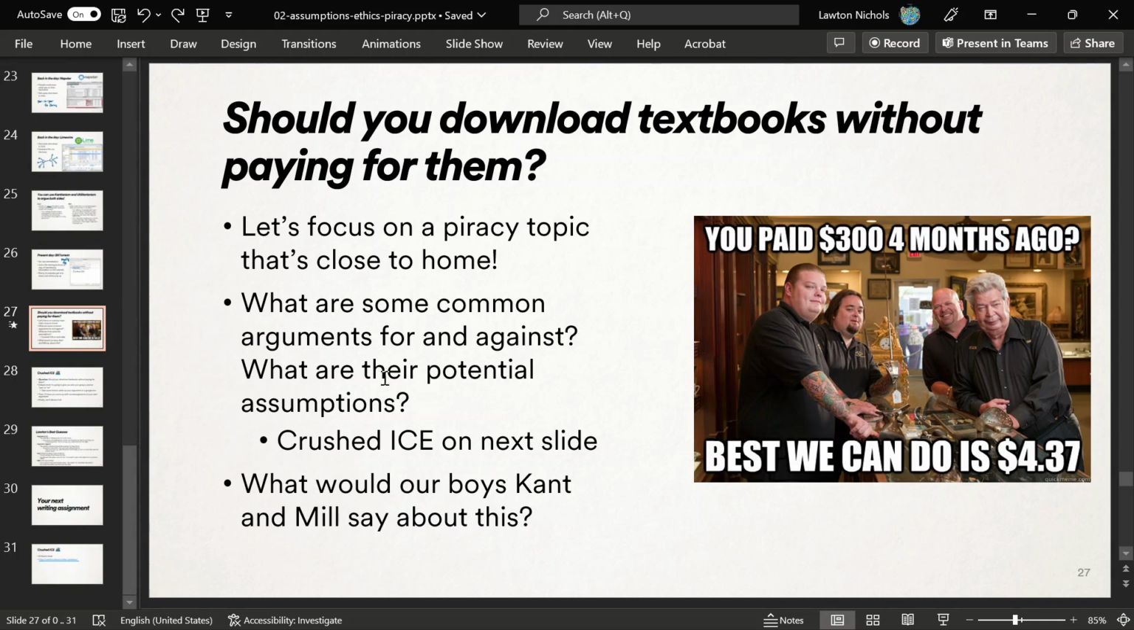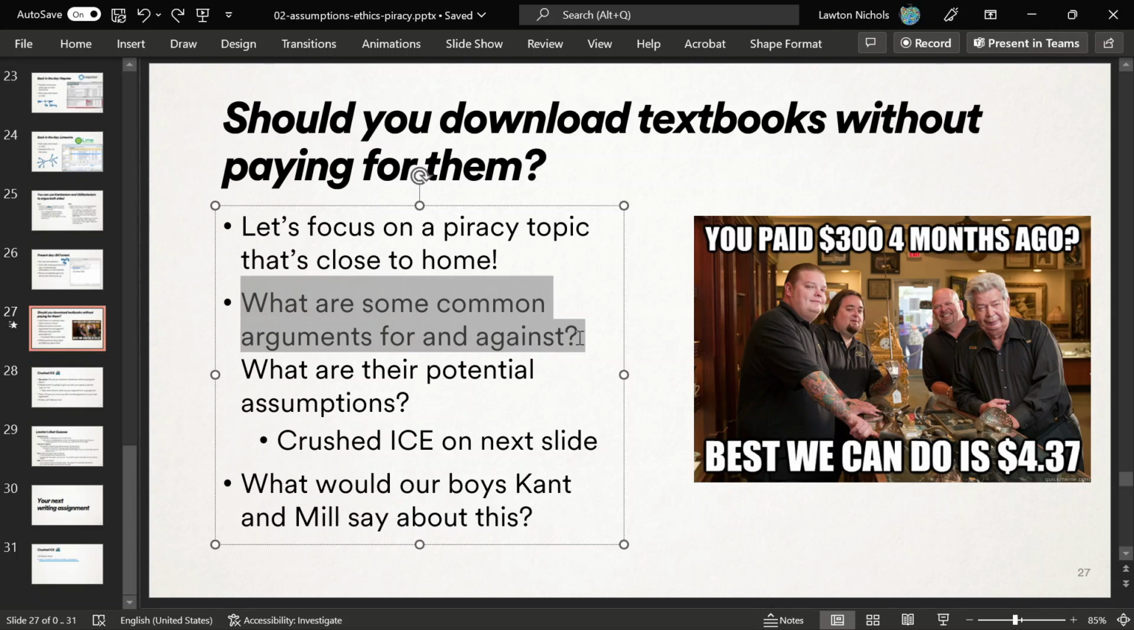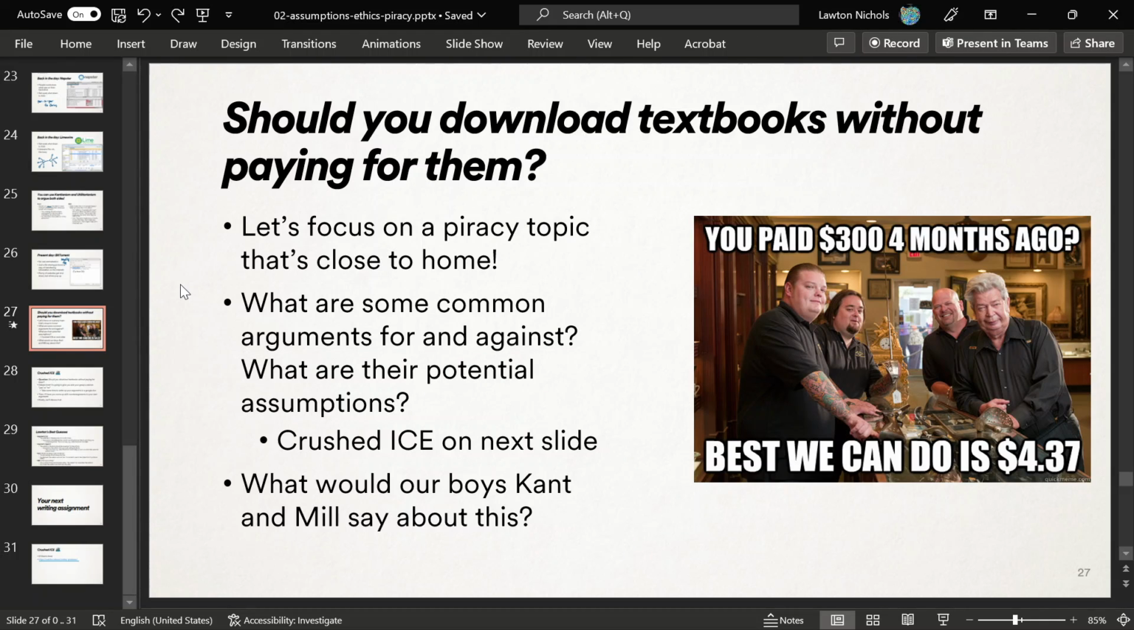So let's think about this, okay? I'm eventually going to get you into groups on the next slide, but I would like you to think about, in your mind, before I send you there, what are some common arguments for stealing textbooks and against stealing textbooks? Think about what they are assuming as well. What are the assumptions behind those arguments? Because that's another thing I want you to get at. I want you to explicitly state and figure out.